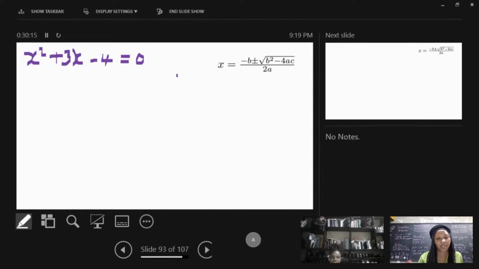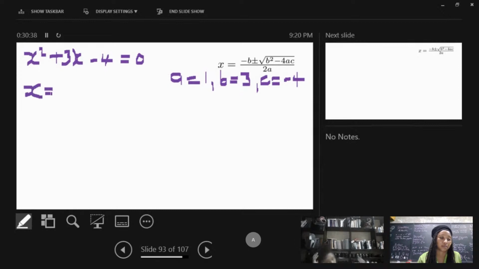Okay. I was saying that it's already in the order that we want. So A would be 1, since the coefficient for x squared is 1. B would be 3, and C would be negative 4. And we would substitute the letters in the equation for A, B, C. So x equals negative 3 plus or minus the square root of 3 squared minus 4 times 1 times negative 4, all over 2 times 1.